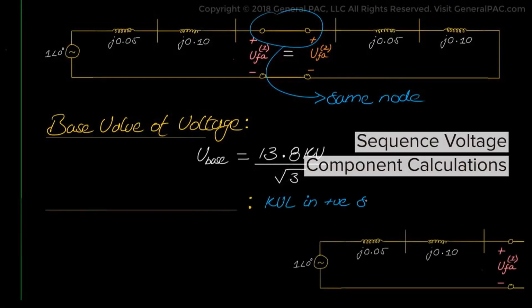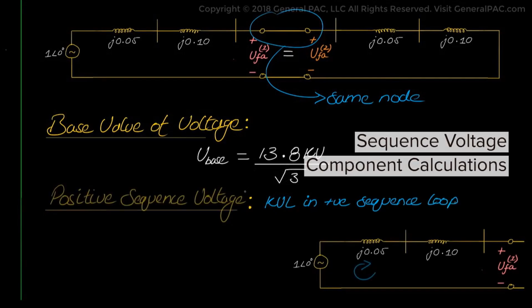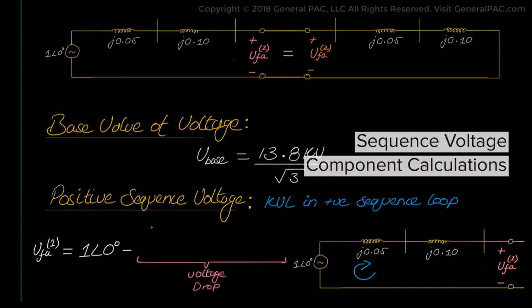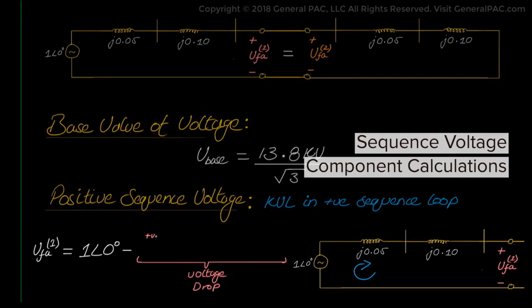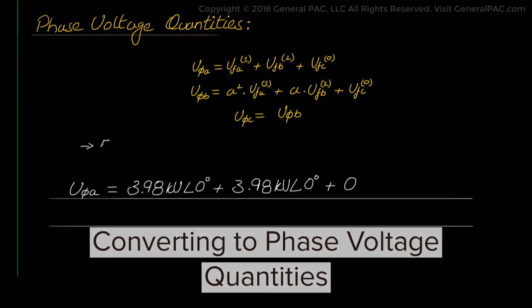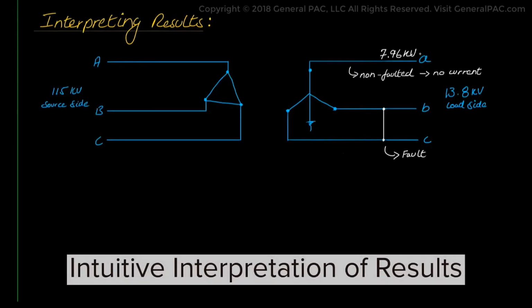Applying KVL in the positive sequence loop, the positive sequence voltage at the point of the fault is the source voltage, 1 per unit angle 0 degrees, minus the voltage drop across the positive sequence impedance. With your transformation equations, we get the phase voltage values, and we do this by plugging in the calculated sequence components and the A operator as shown below. Now we have added exactly half, meaning it's 7.96 kV divided by 2, or 3.98 kV phase voltages.